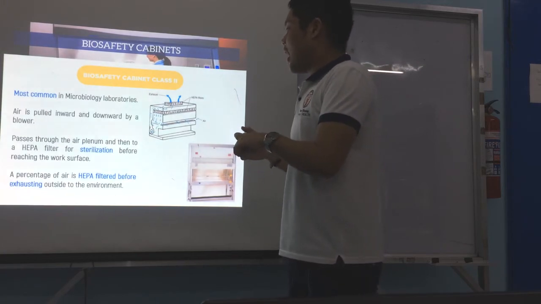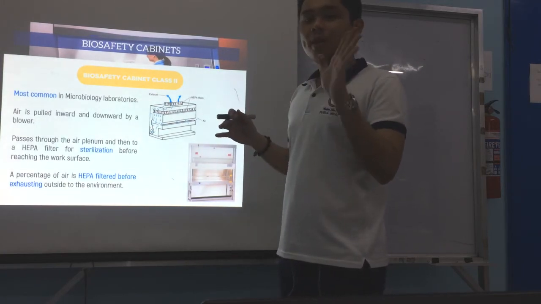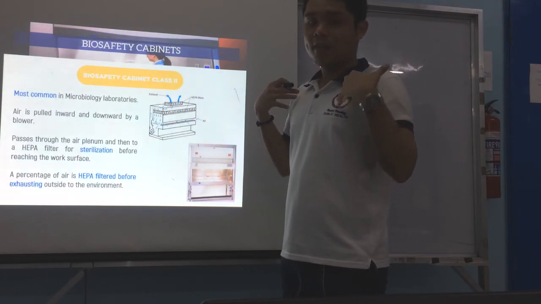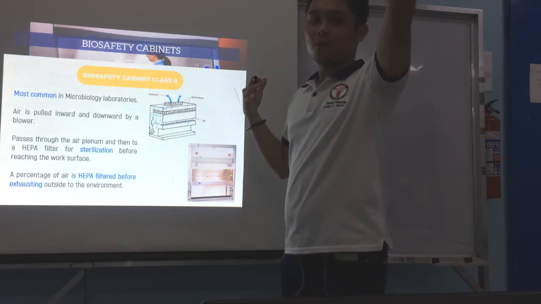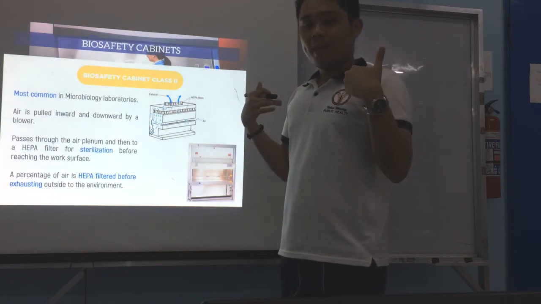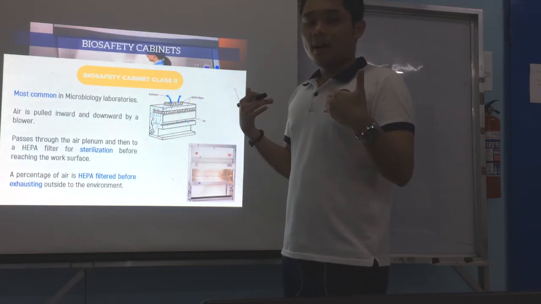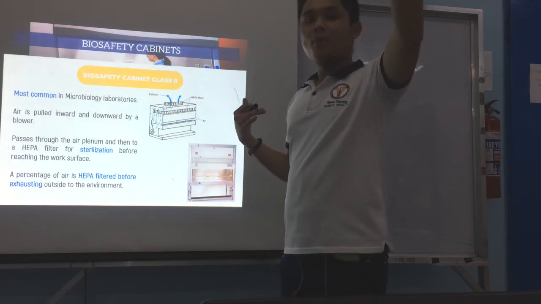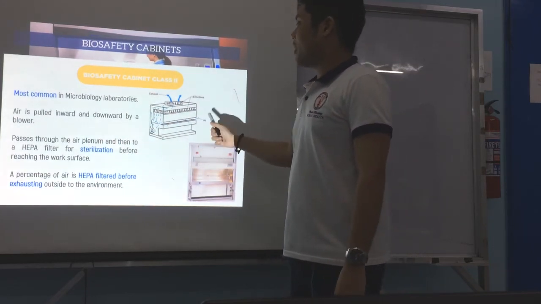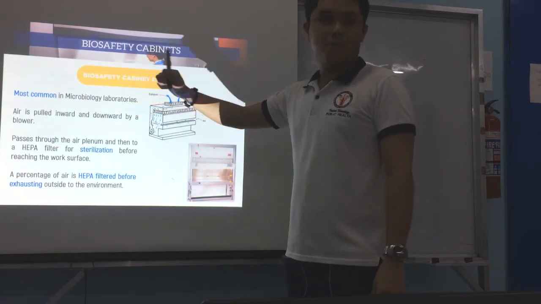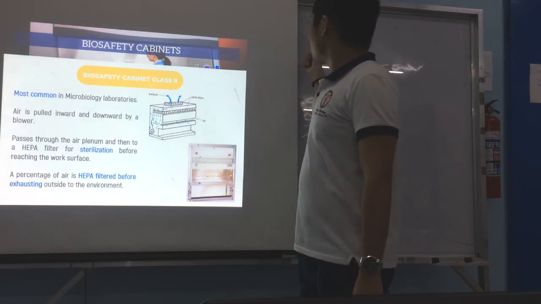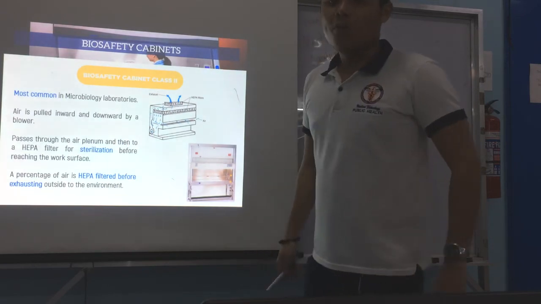Okay? Sheets. Okay. Again, the difference between BSC Class 1 and Class 2 is that Class 1 allows unsterilized air to enter, and then it is sterilized on the way out to the environment. Whereas in BSC Class 2, the incoming air is sterilized through a HEPA filter, and also your outgoing air is sterilized using a HEPA filter. So again, that's for BSC Class 2, the most common one used in microbiology laboratories, and also known as your vertical laminar airflow.